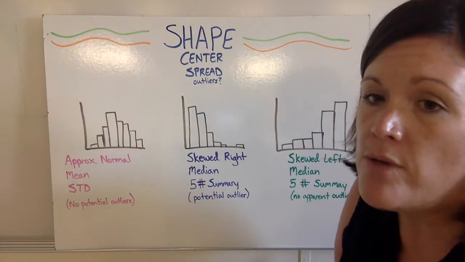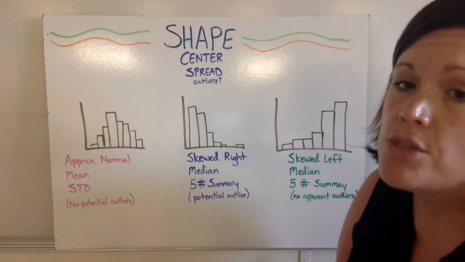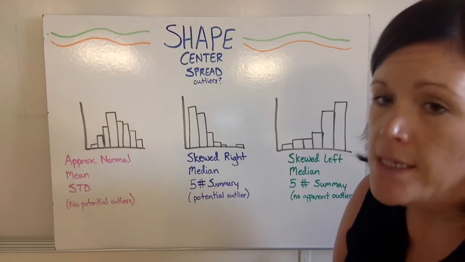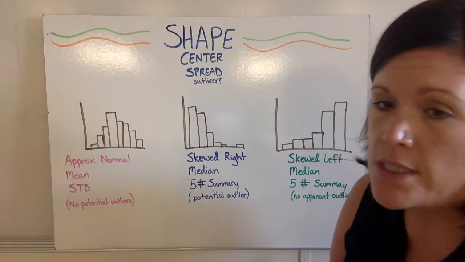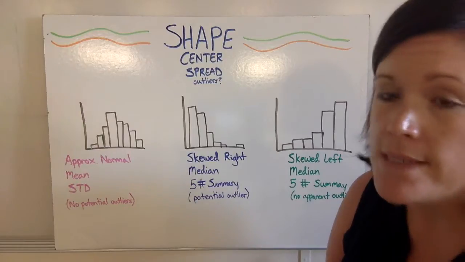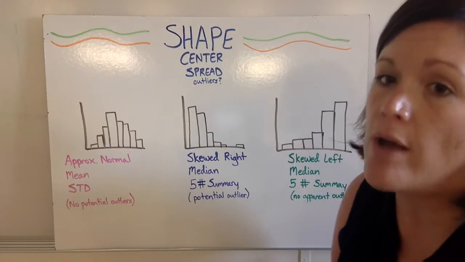So in other words, if you have a graph that is skewed to the right and you discuss the mean and you discuss the standard deviation, they don't go together. They don't make sense to tie those things together to describe your distribution.